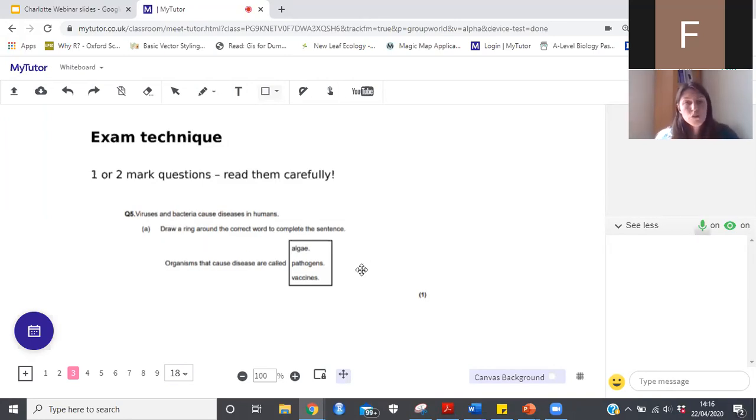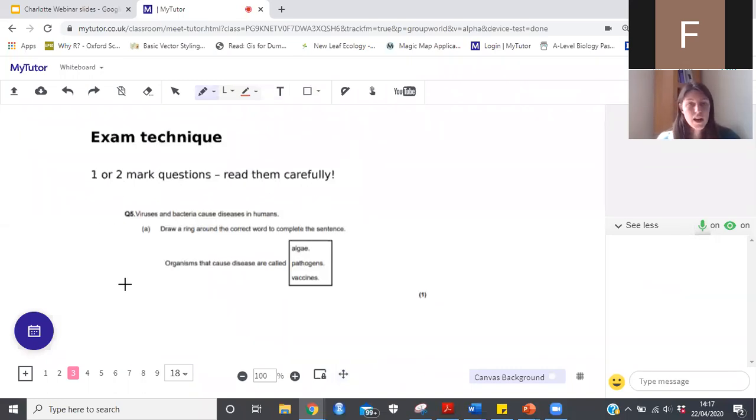Okay, so 1 or 2 mark questions. The best thing to do with 1 or 2 mark questions is to read them carefully. They're usually directly testing your knowledge, so they are usually fairly simple to answer, and the trick is not to read them slightly wrong and waste that mark that you know already. So in order to combat that, I usually suggest that you underline the keywords if you can, or in some way highlight the keywords in the question.